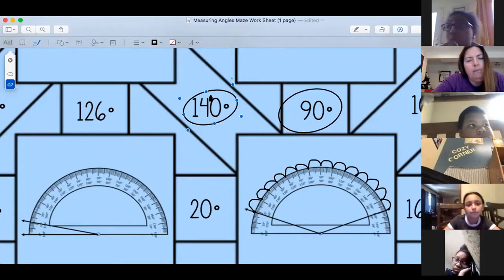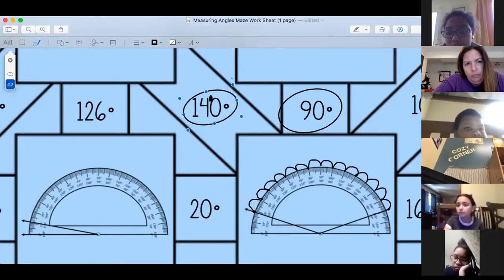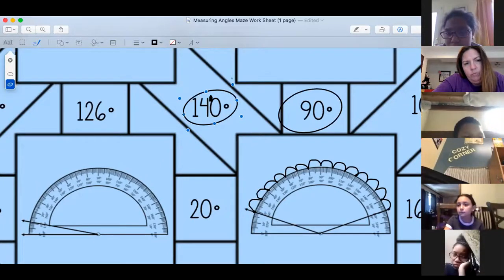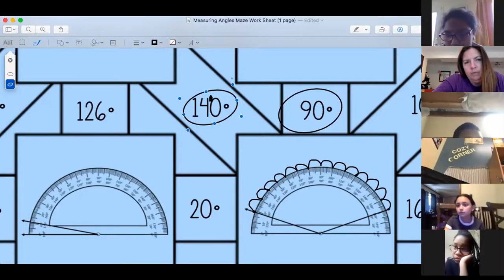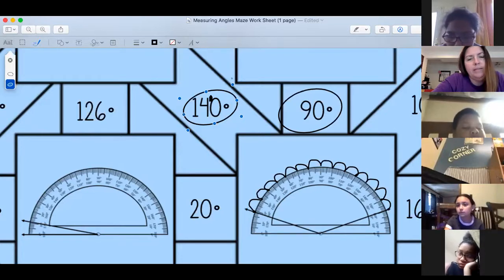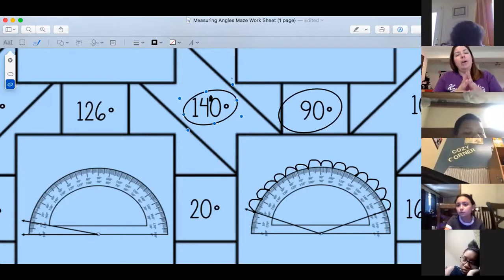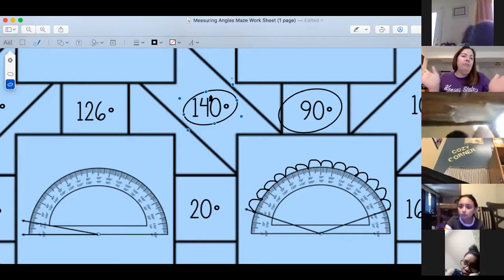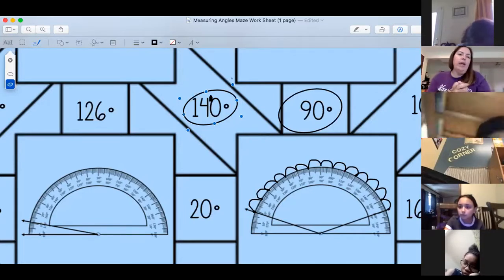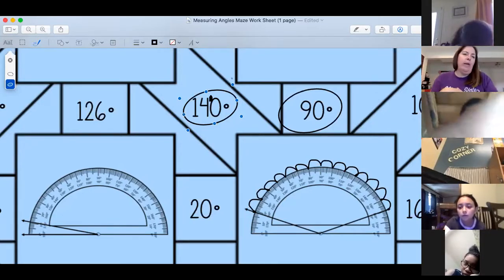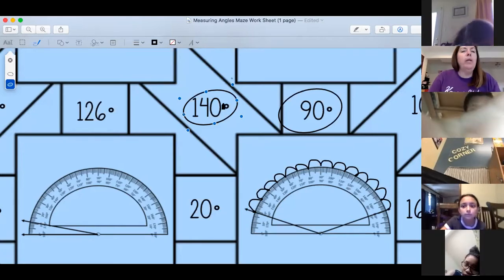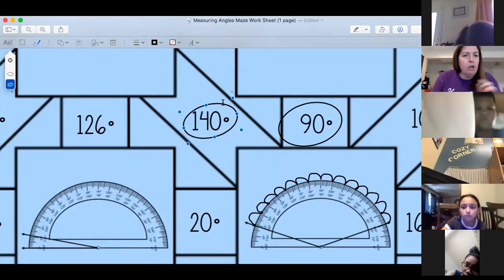So if this angle measures 140 degrees, how much is left? That's not part of the angle. Yes, exactly right. We have this angle that's 140 degrees, and how much is left between this and a straight angle that's a maximum of 180 degrees? There's 40 degrees.